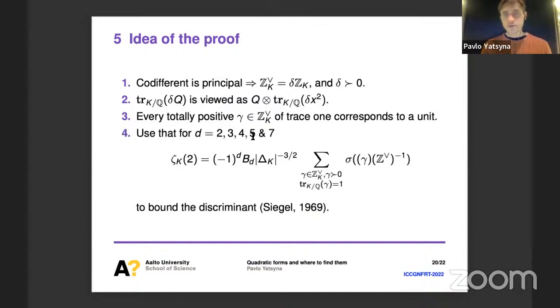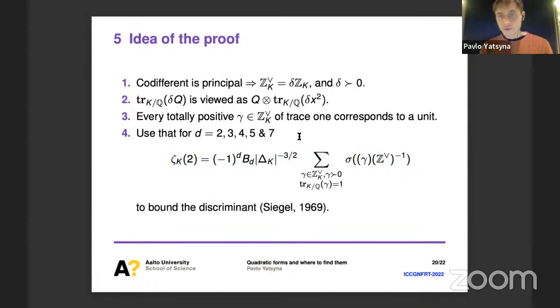Specifically for degrees 2, 3, 4, 5, and 7, when we evaluate the Dedekind zeta function at 2, we have the following description. We have some terms here which depend only on the degree of the extension. Then we have our discriminant. And then we have sums of the divisor function over all the elements of trace 1. This is the reason why we omit a degree 6 extension, because in degree 6 we would also need to consider elements of trace 2, and the same condition would hold for any larger degrees. This identity is due to Siegel.